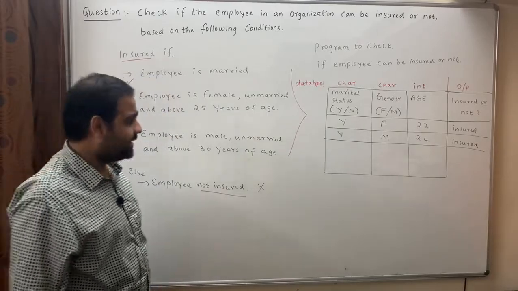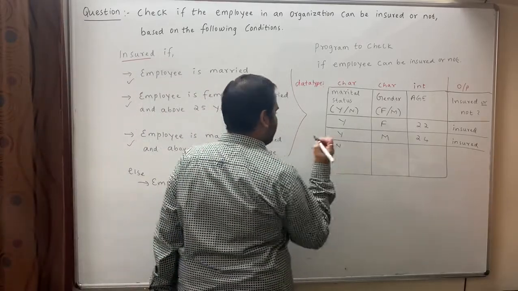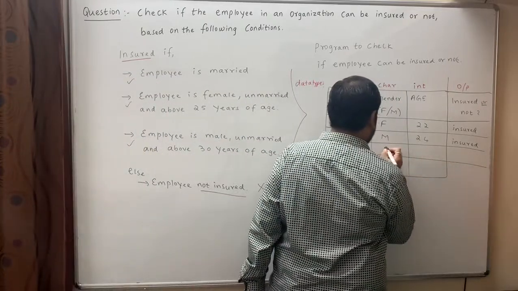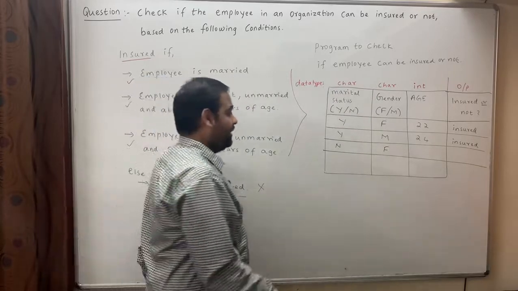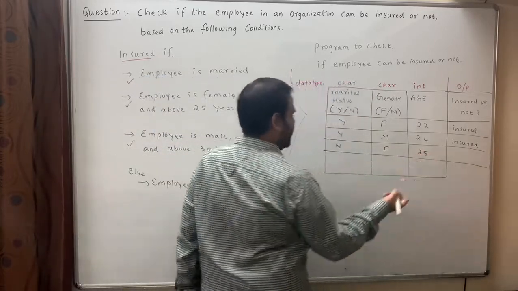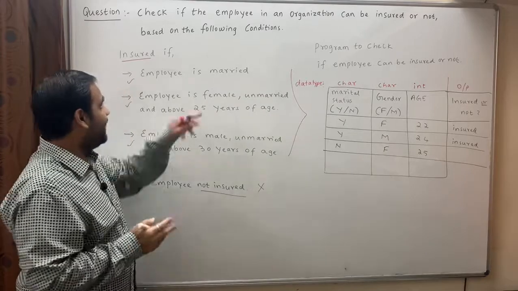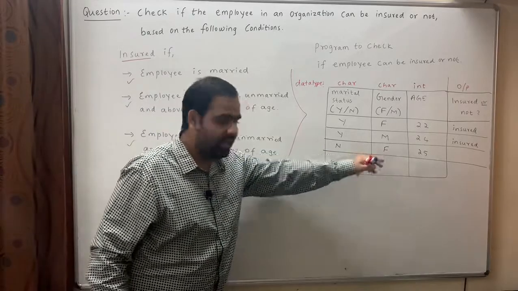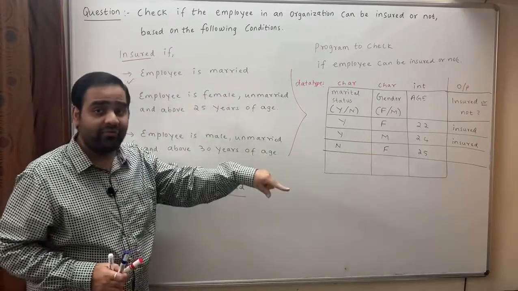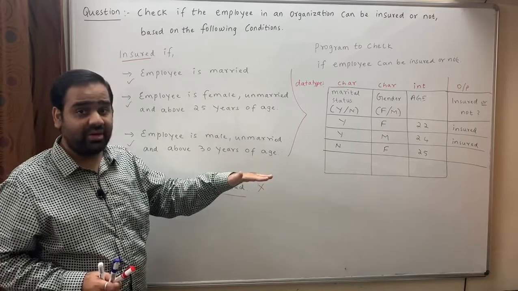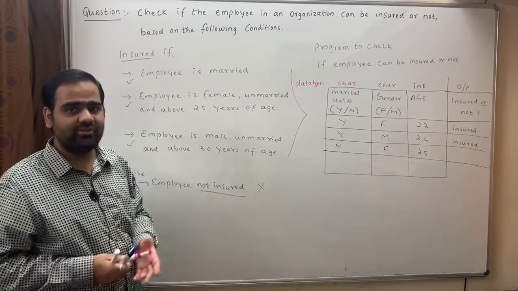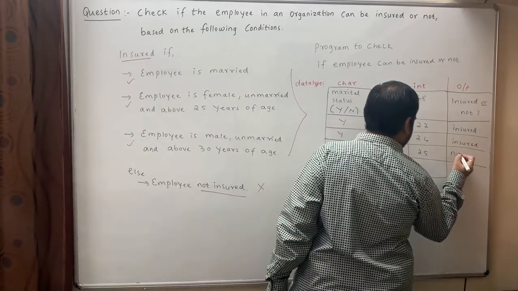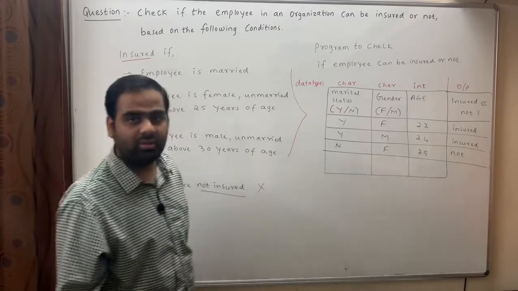Now, let's take some other test cases. Suppose I say the employee is not married, and I write here the employee is female and the age is 25. Now, see here. Is the employee married? No. Next to check, is the employee female? Yes. And is the age above 25? Now it is exactly 25. It is not above 25. Above 25 means 26 and so on. It is exactly 25. Therefore, the employee is not insured.